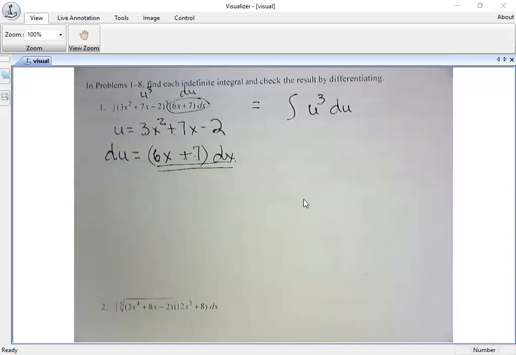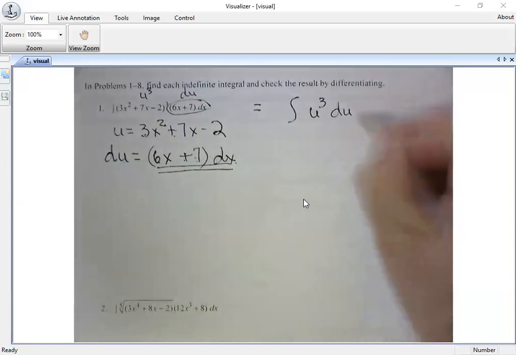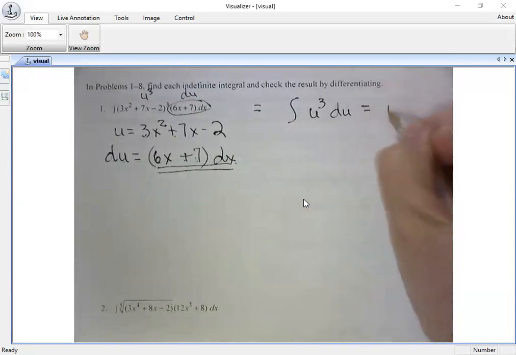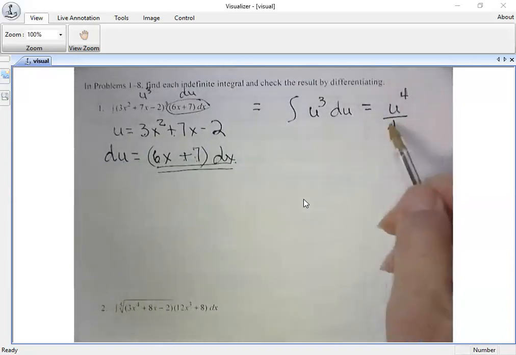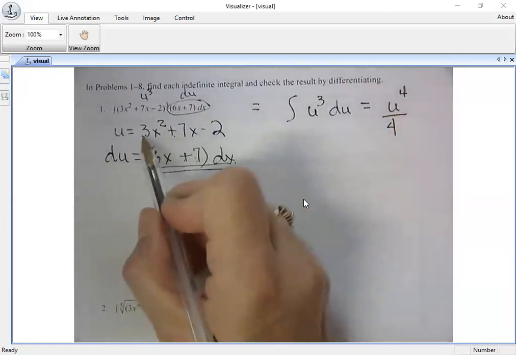What's it going to become? It'll integrate the same way that x to the third dx would have. It's just now I'm going to use a u for my variable. So what would that equal? u to the fourth over 4. I mean, that's the integration, right? How would we ever be able to reverse that? How would we ever know what that actually means? Well, let me show you. Now that it's integrated, shouldn't I be able to go back and replace u with this?